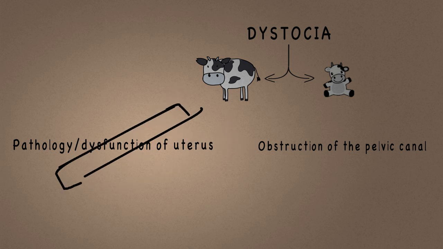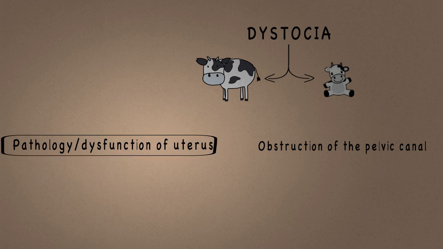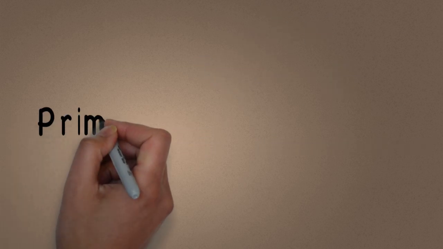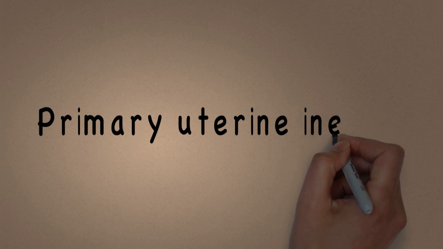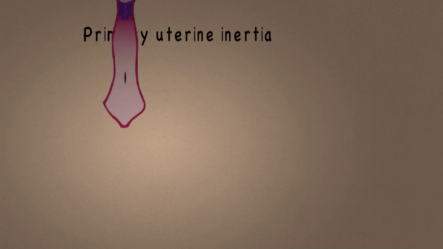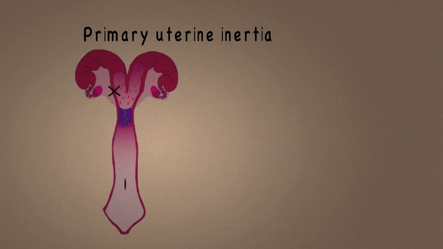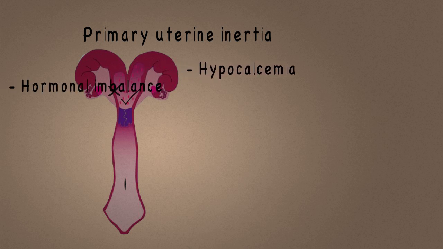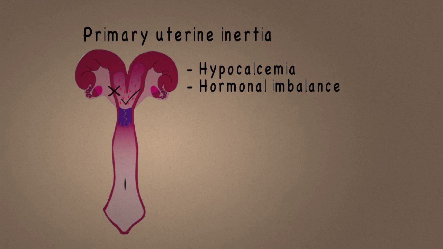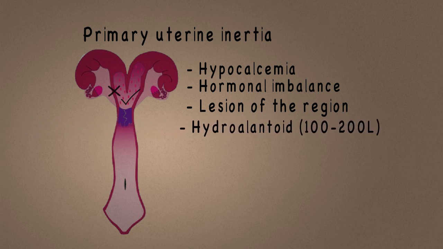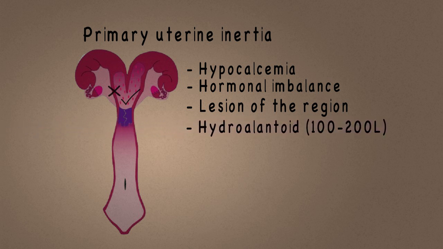Within the uterine pathology, one can distinguish various causes of dystocias. The first one would be primary uterine inertia, which can be defined as a decrease in the myometrium's potential to contract without having there an obstruction. The most common cause of this problem is hypocalcemia. However, other causes count hormonal disequilibrium, lesion of the region and its innervation, or hydroallantois, which is the excessive dilation of the uterus, which extends to 100 to 200 liters, whereas it should only contain 8 to 12 liters at this point of its gestation.